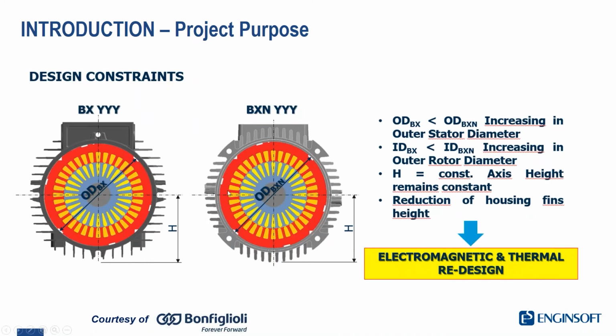The first step is the definition of design constraints. The design constraints come partially from electromagnetic and thermal requirements, so from design requirements, let me say, and partially from aesthetic needs in order to maintain a certain kind of look for our induction motor.